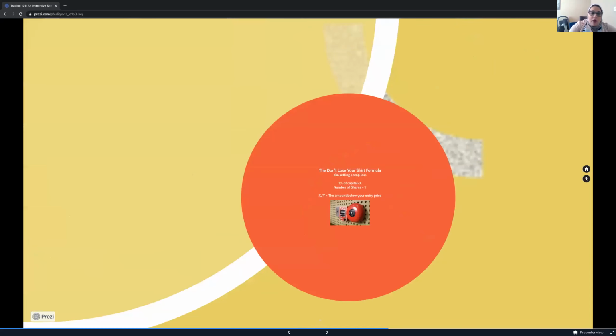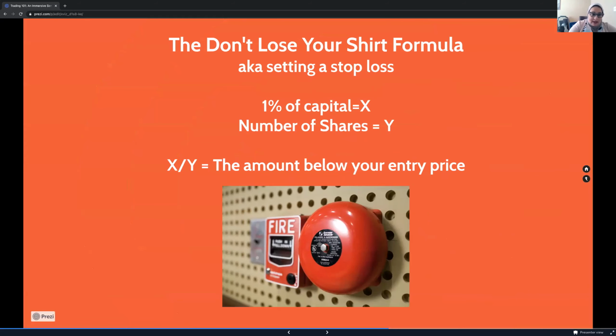So where should I set the stop loss? What's a good guideline for a low risk strategy, for a risk minimizing strategy? Where do I want to set my stop loss? We're calling this the don't lose your shirt formula. A good guideline is like 1% of your capital.